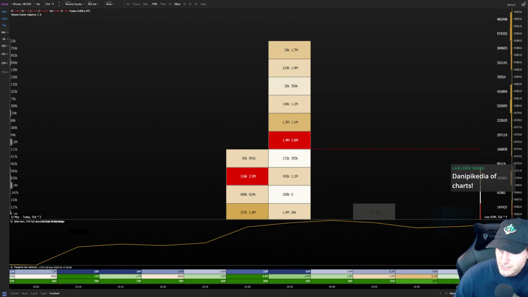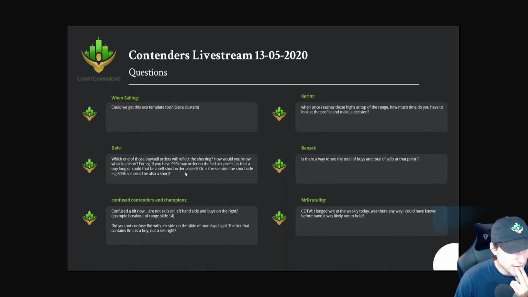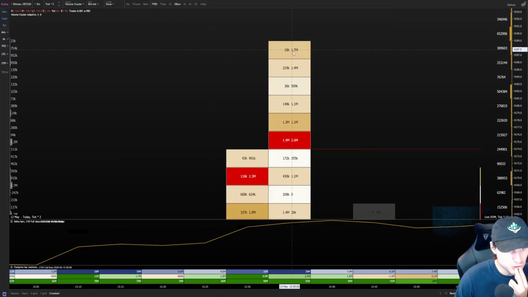So the question is, how would you know what is short? I'm slightly confused. We know what's short because shorts are reflected on the left. So how would you know what is short? Shorts are reflected on the left, buys are reflected on the right.